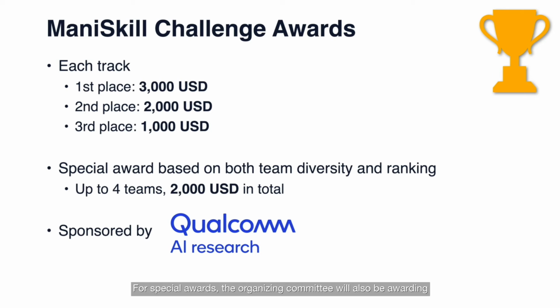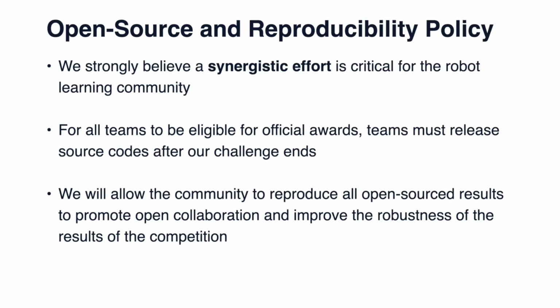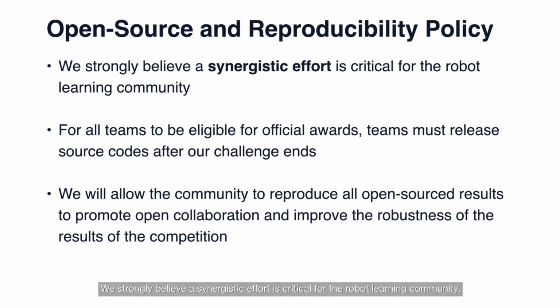For special awards, the organizing committee will also be awarding $2,000 in total for teams with high diversity and high rankings. We strongly believe a synergistic effort is critical for the robot learning community. This is a tradition that has been largely missing and is something we would like to address in our challenge. To this end, for any team to be eligible for our official awards and prizes, teams must release their source codes after our challenge ends. We will also allow the community to reproduce all open source results to help promote open collaboration and improve the robustness of the competition results.